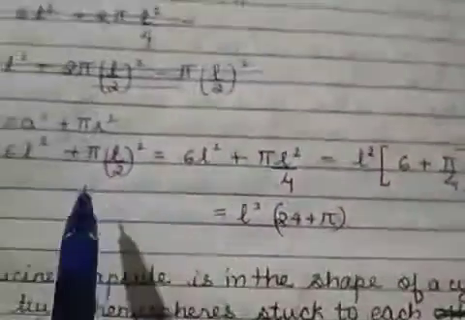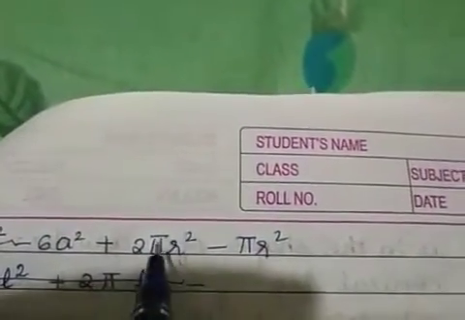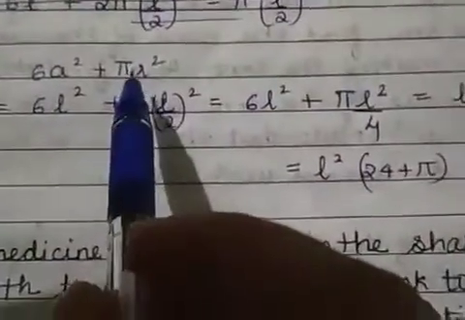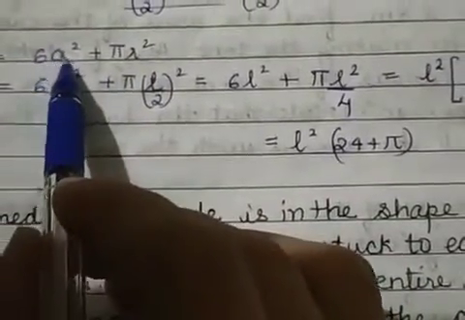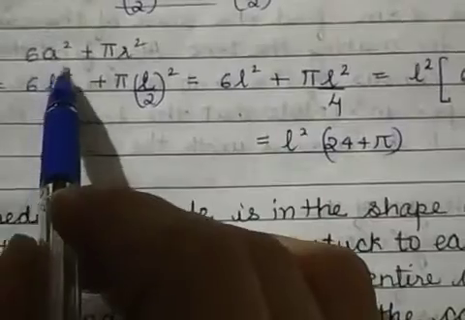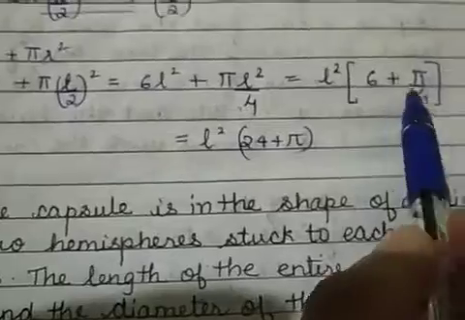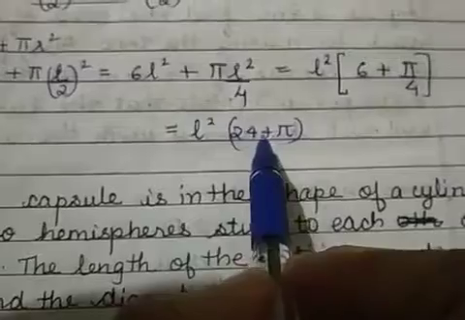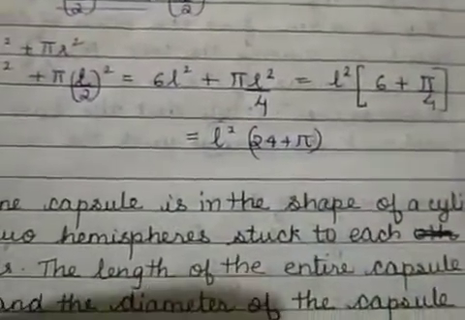So now you substitute everything here. What remains is 2 pi r square minus pi r square. So from 2 pi r square, if you remove 1 pi r square, 1 pi r square will remain. So you get 6a square plus pi r square, and your a is your edge. So it is 6 L square plus pi, r is L upon 2, the whole square. And on simplifying, you get L square into (24 plus pi) upon 4. You don't have to substitute for pi here because you don't know the length. So you can keep it like this.